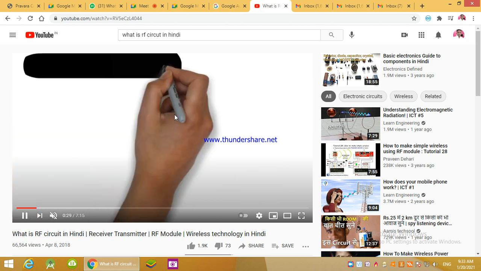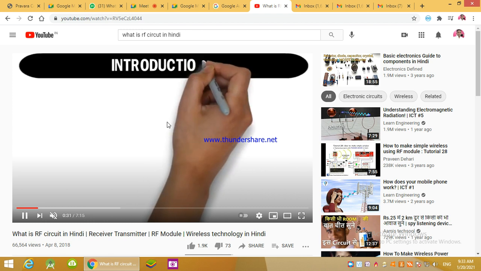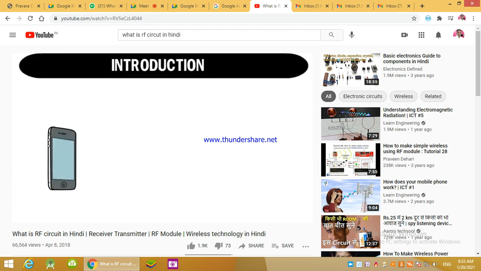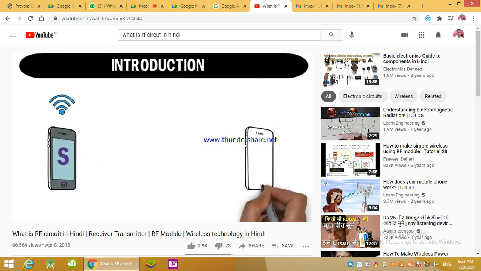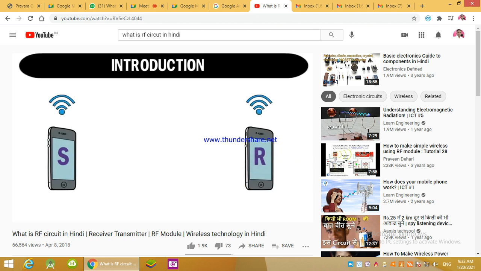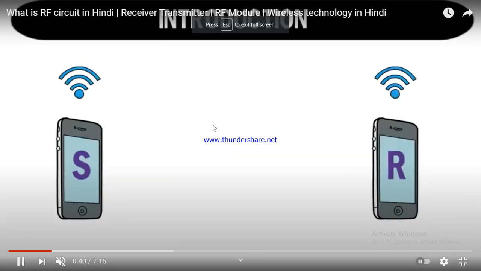Let's see what transmitter and receiver are, with the help of this RF circuit. Please understand. Let's see the introduction, components, circuit diagram and working of the RF circuit and its applications also. An RF circuit is nothing but a radio frequency circuit which works as you can see over here in the image.